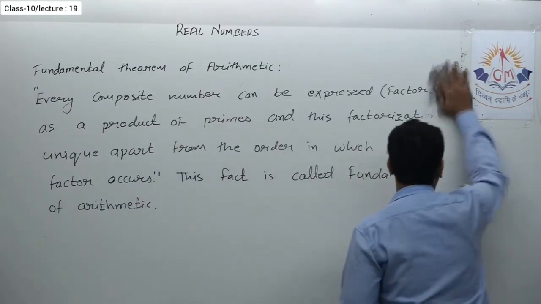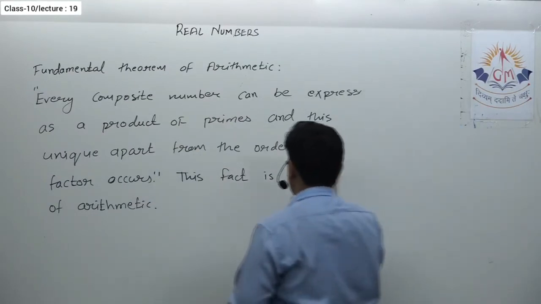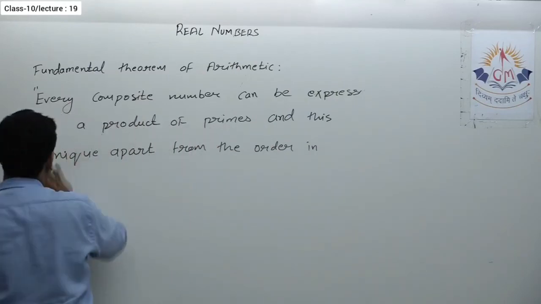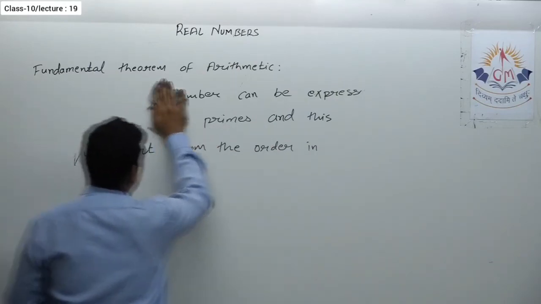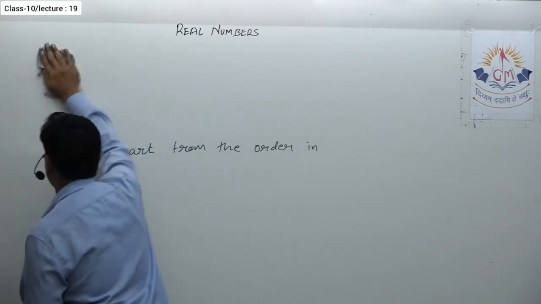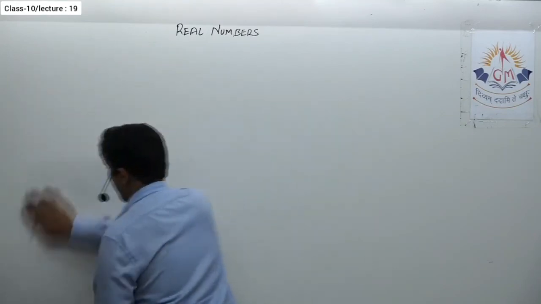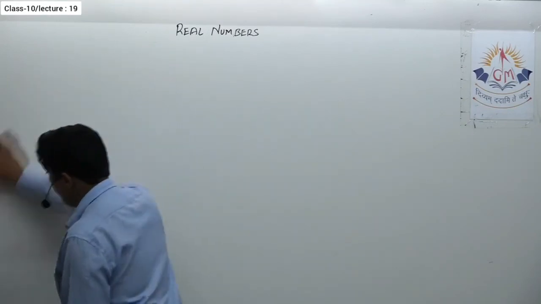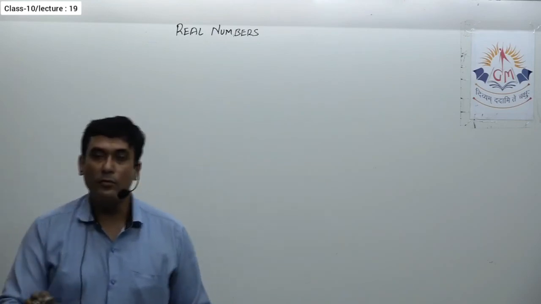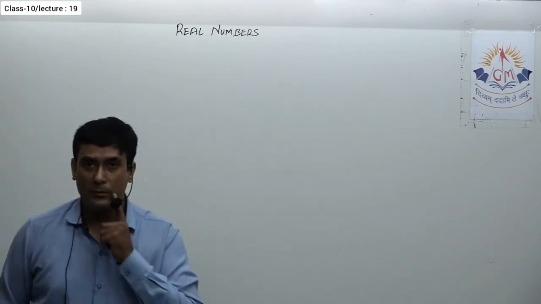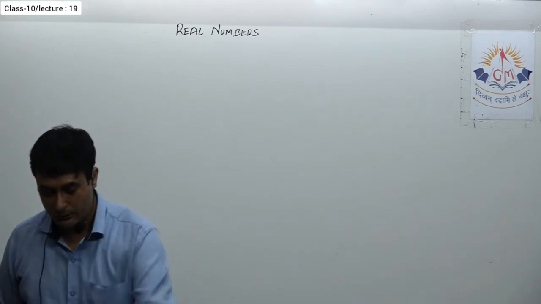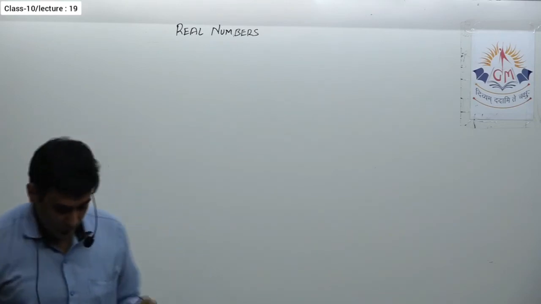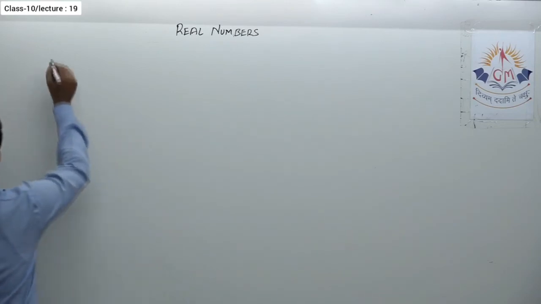After this, now we'll see some applications of Euclid's division lemma or division algorithm. In this very first one, and very important as well, is how to find the HCF of two numbers using division algorithm. So here I am writing the very first question. Use Euclid's algorithm.